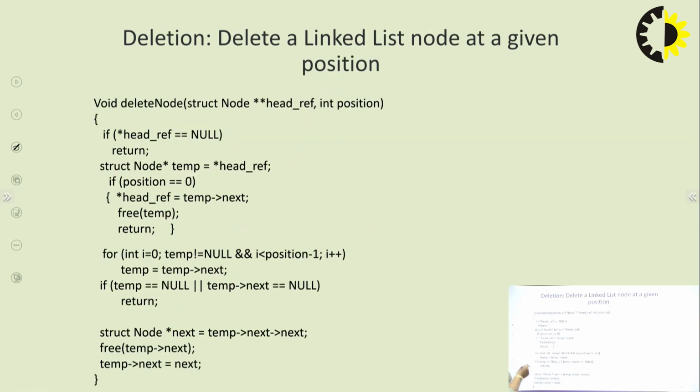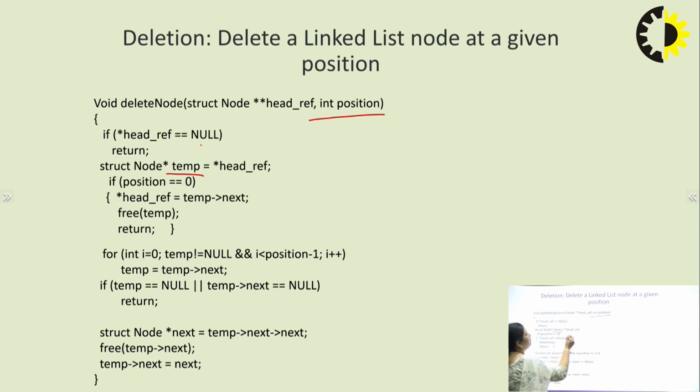Another deletion function. In this particular deletion function, a change has been made. What is the change? Now we are not taking the key value, we are taking the key position. Which position node we have to delete? So we have taken position. If head ref is null, it means the linked list is empty, we will simply return. Otherwise, we will take a temporary variable.